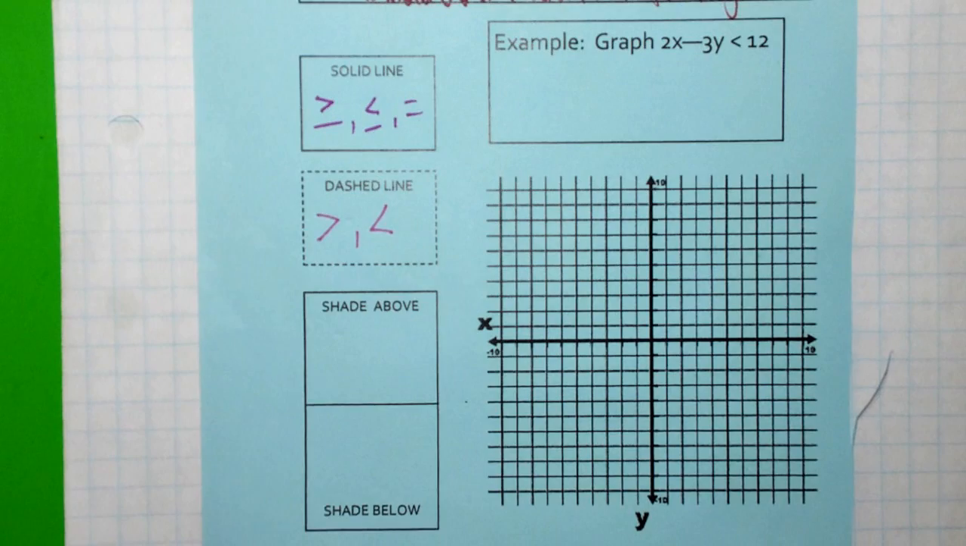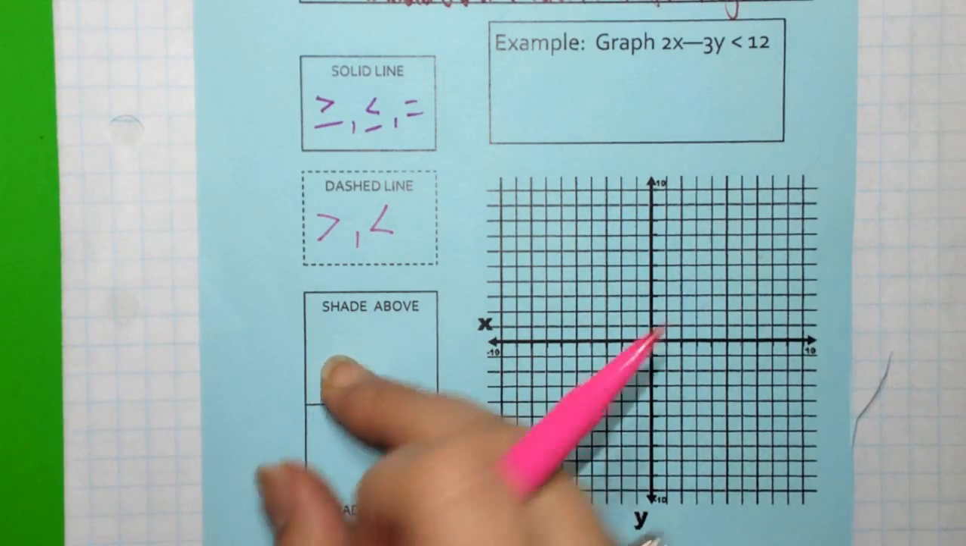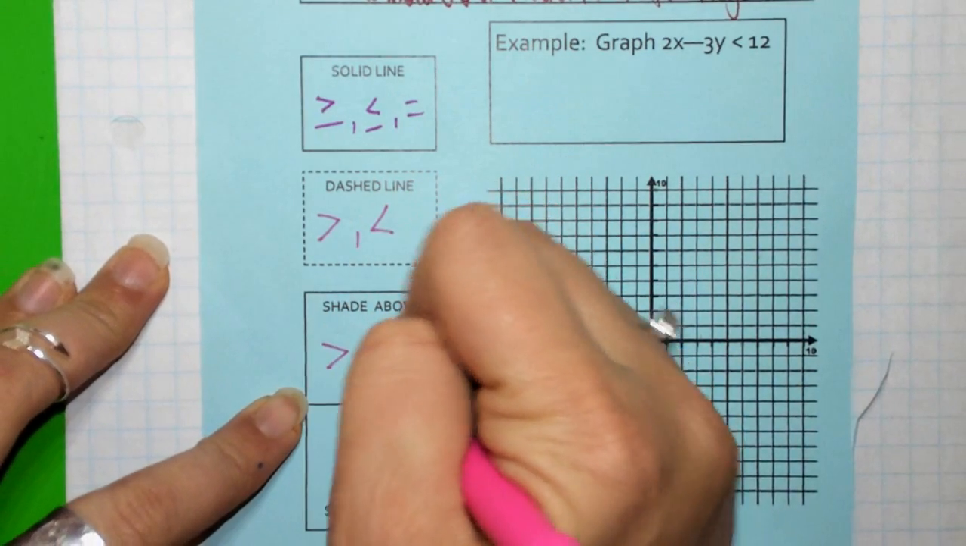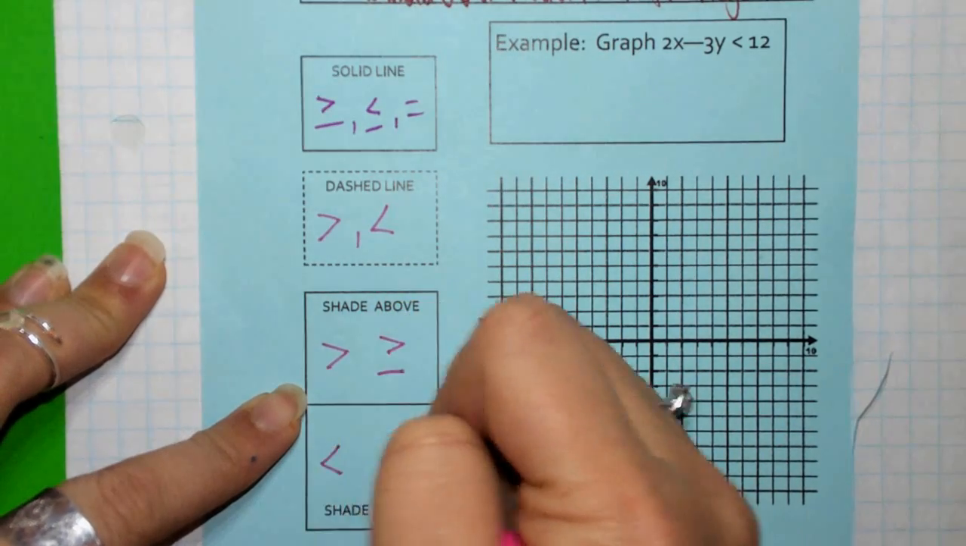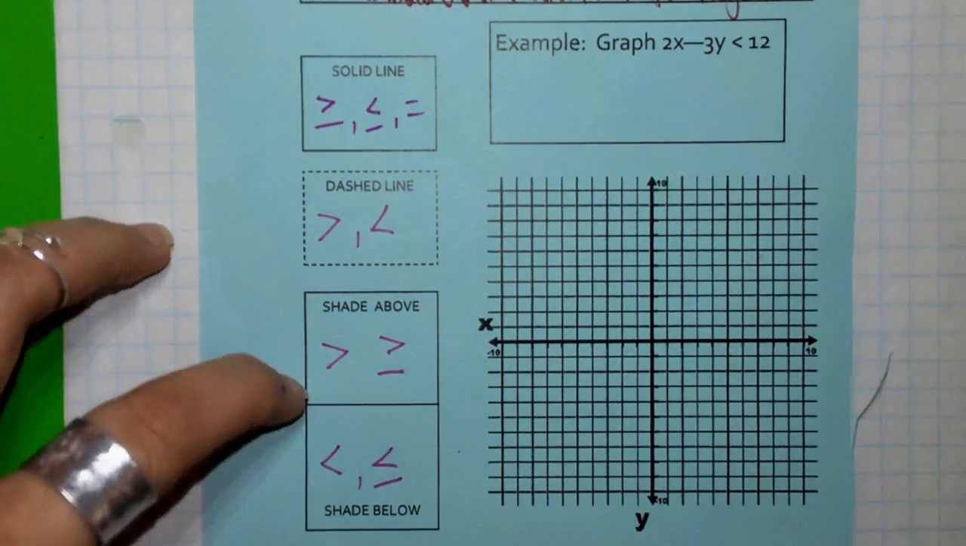Oh, yeah, thanks. All right, so shade above. Shade above is when it's greater than or equal to. And you shade below when it's less than or equal to.